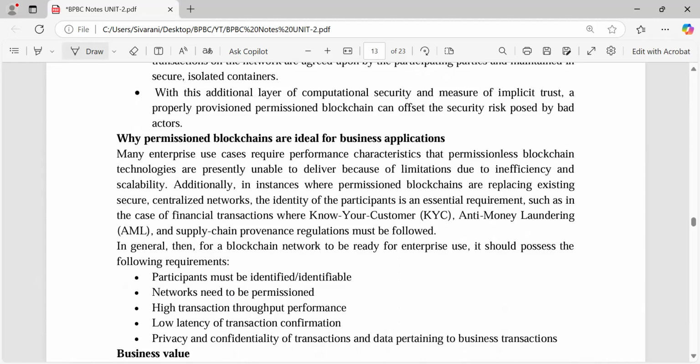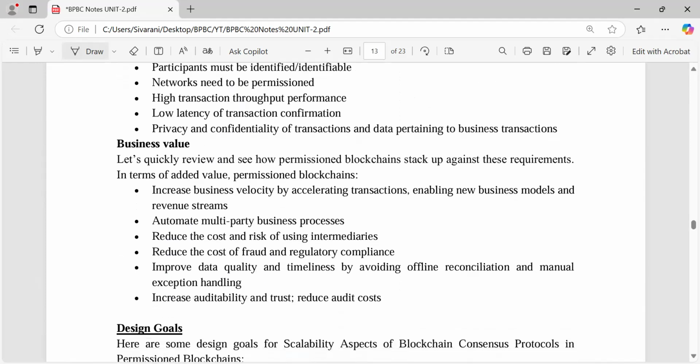Participants must be identified, and the network needs to be permissioned, with high transaction throughput performance, low latency of transaction confirmation, and privacy and confidentiality of transactions and data pertaining to business transactions. Business value: these requirements add value for permissioned blockchains.